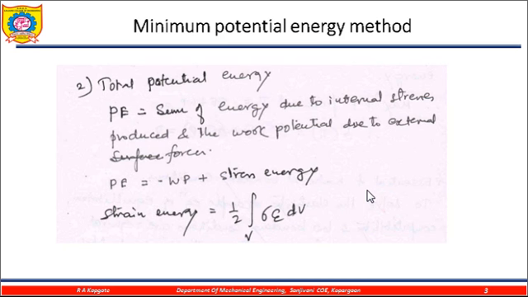So whenever I have taken one object, in that object it has its own energy, that is the strain energy. But if I apply a force, because of this force a work potential is developed, and this work potential we need to calculate. So my total potential energy is equal to work potential plus strain energy.